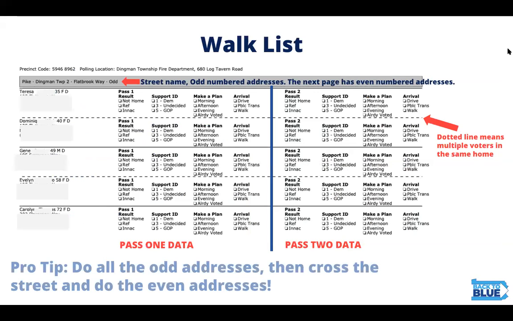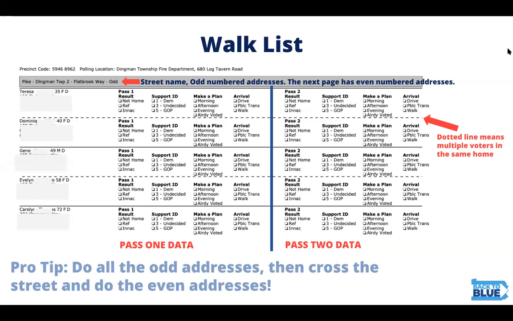Here's what your walk list is going to look like. So you see at the top, Flatbrook Way is the street, and then it says odd. That means that this page is the odd numbered addresses, and the next page will have the even numbered addresses for that same street. If you see a dotted line, it means that there's multiple voters that we want to talk to living in the same home. So for example, you can see here that Teresa and Dominic live in the same house, and you want to talk to both of them.